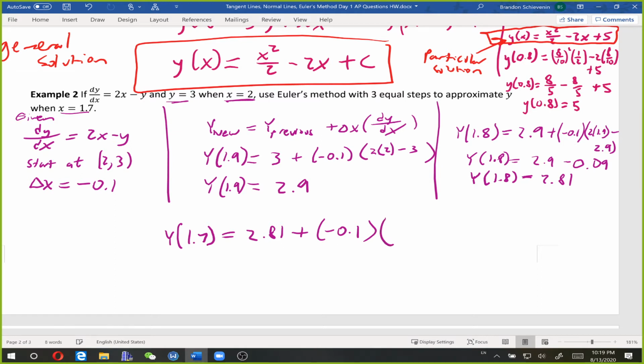Okay, then I'm going to multiply by my differential equation, which is 2x minus y. But that's based on my previous point, so that's based on this last point that we did here. So that's 2 times 1.8 minus our y value of 2.81. Okay, I'm going to have you guys check me again. 2 times 1.8 is 3.6 minus 2.81.